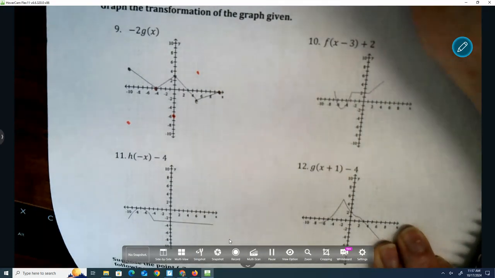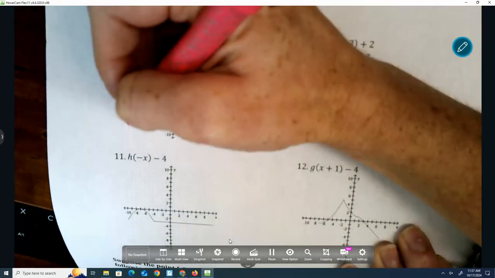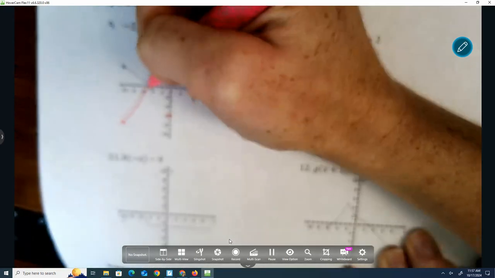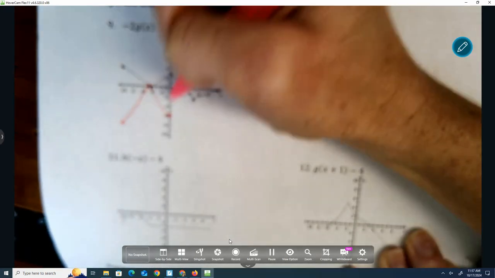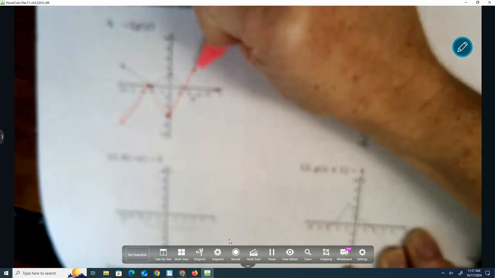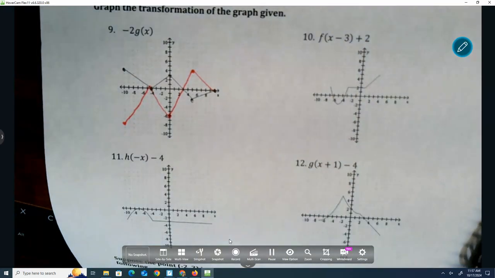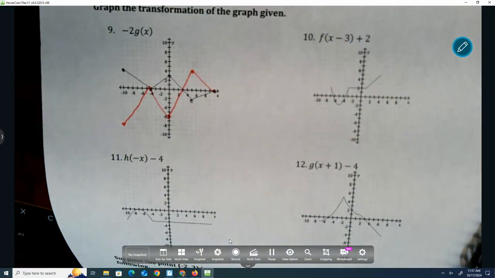Now, if that confused you, you could have written out the ordered pairs to the side and multiplied your y's. Once I get to this point, then I'm just drawing in the graph, connecting the dots. All right.